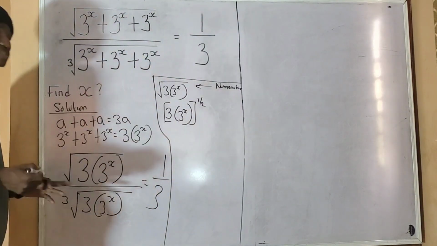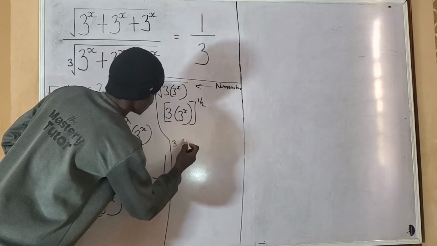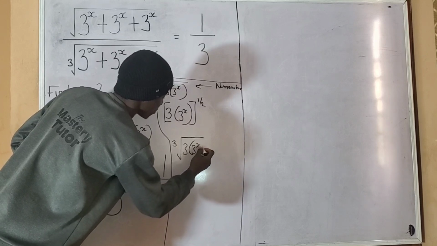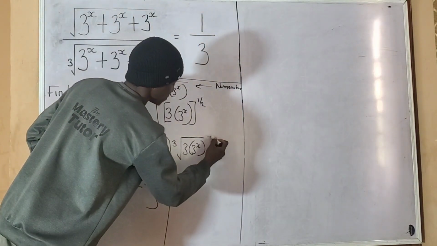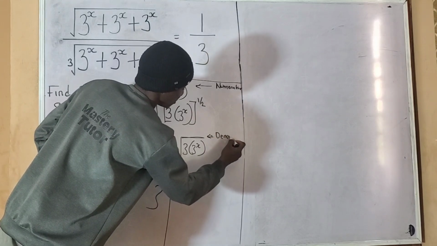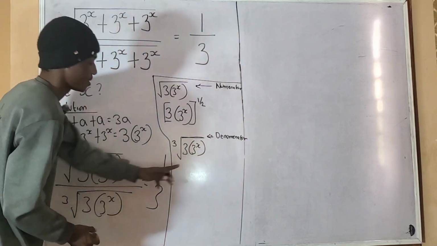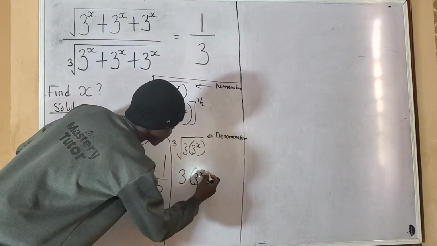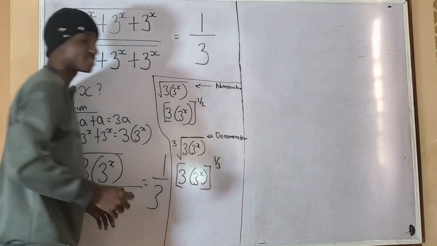Now, let's focus on the denominator. The denominator is the third root of 3 multiplied by 3 raised to the power of x, right? Okay, let me just put it like this. This is the denominator, okay? Now, this can be written as 3 multiplied by 3 raised to the power of x, all raised to the power of 1 over 3, right?